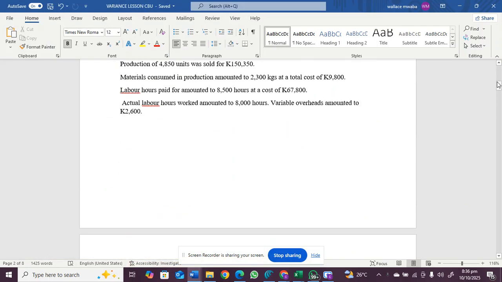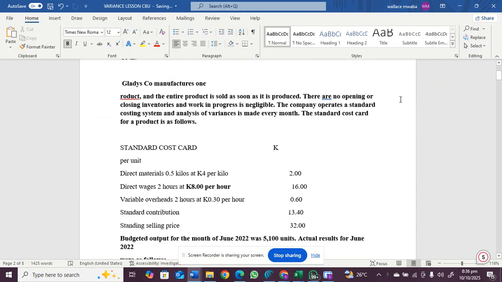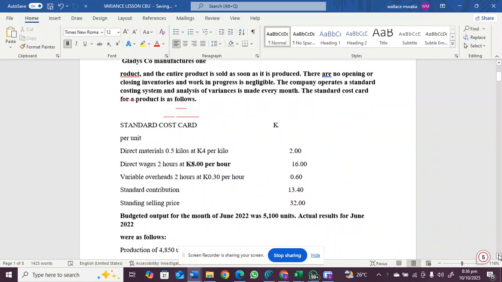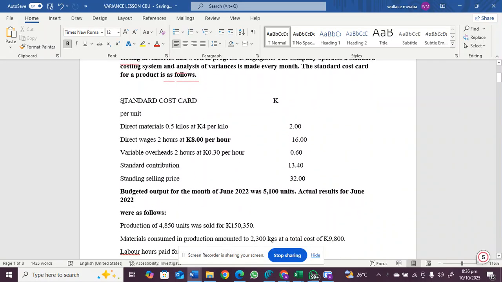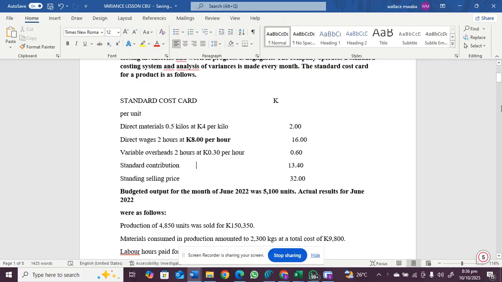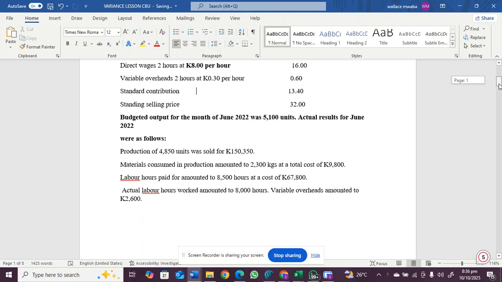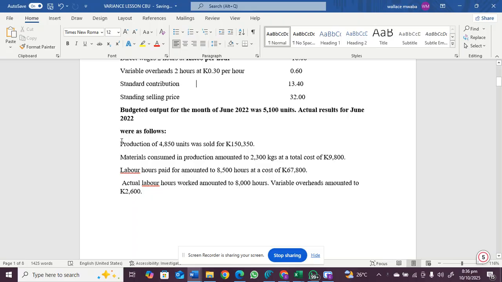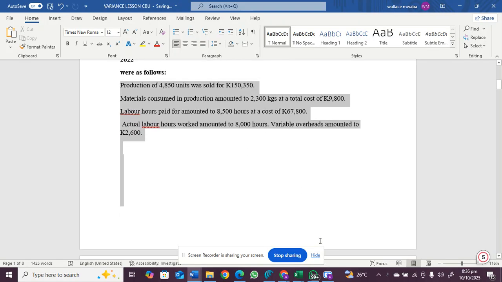Okay, so we're still dealing with this question for Gladys Company. This is our standard cost card here with this information for our direct materials, direct wages, variable overheads, standard contribution, and standard selling price. Then we've also been given the actual performance of that year.